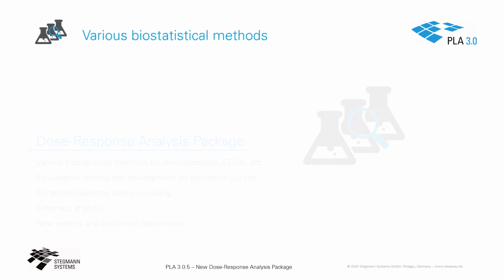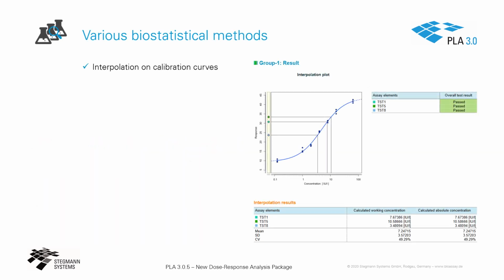The biostatistical methods include interpolation on calibration curves. Our example on the right side shows results for 3 test samples. Response values are interpolated on a calibration curve. The interpolation results are displayed in a data plot and as a table. The image is an excerpt of a document report for a dose response analysis document.